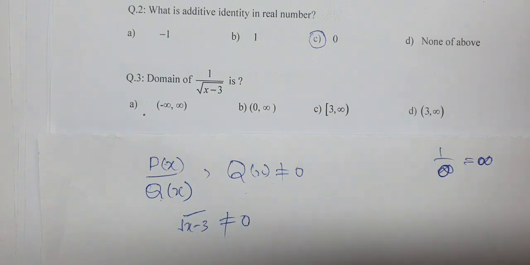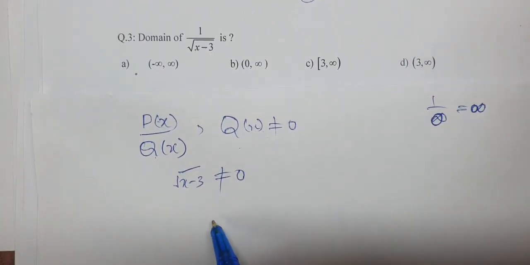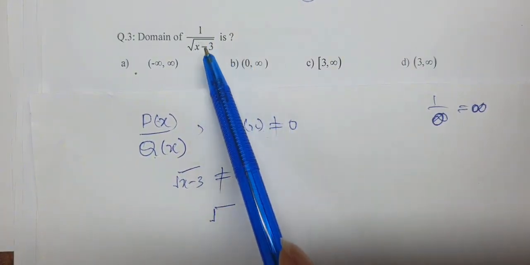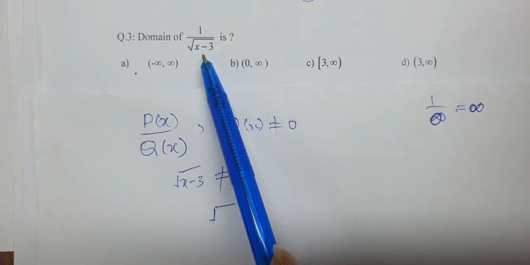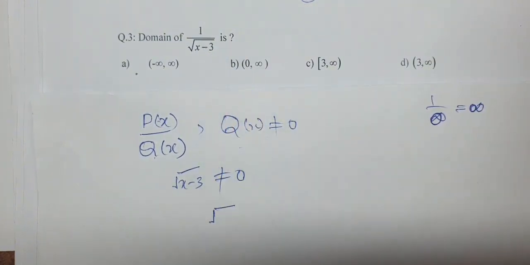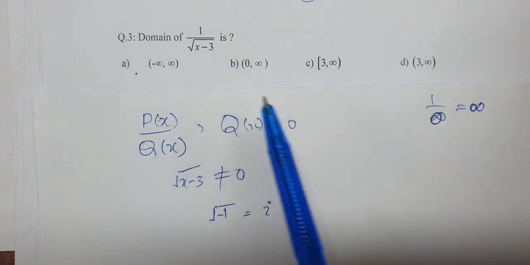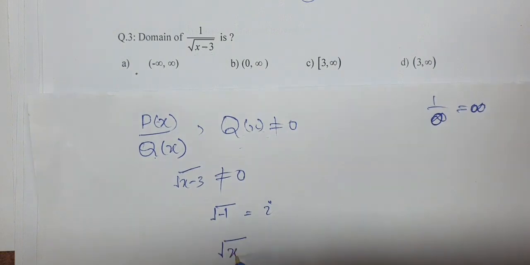It would be neither infinity nor an imaginary number. So we need to keep in mind that whenever we have a square root function, as in this rational function where the denominator is a square root function, we cannot take a negative number under it. If we take a negative number, it will return an imaginary number.